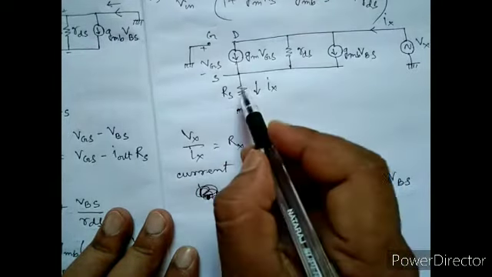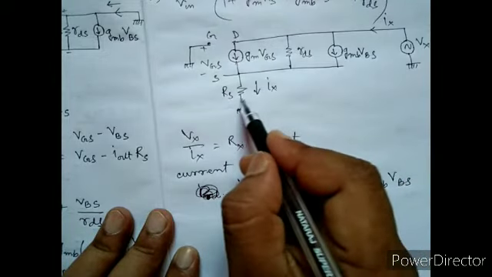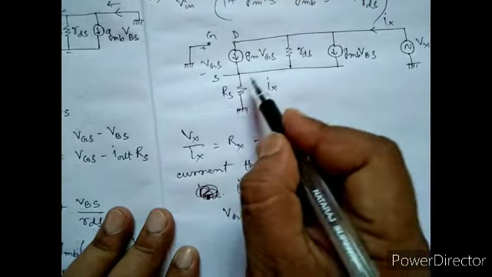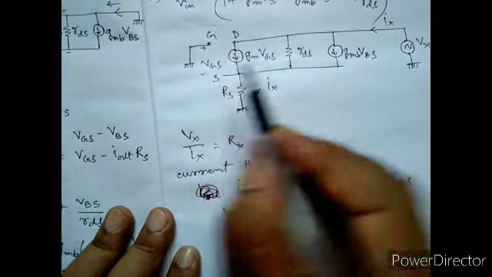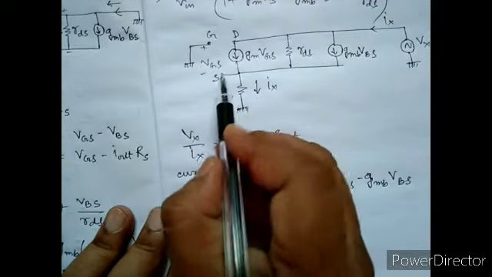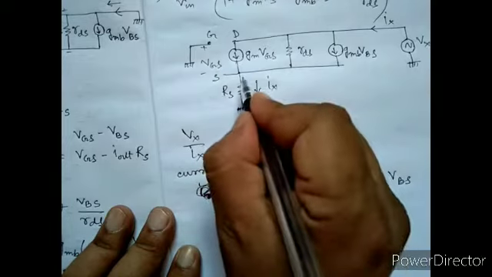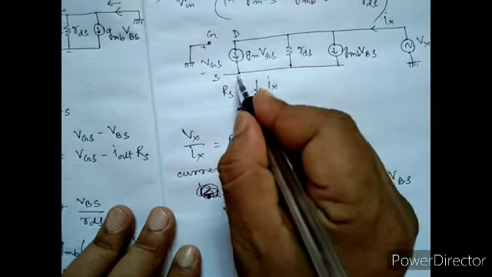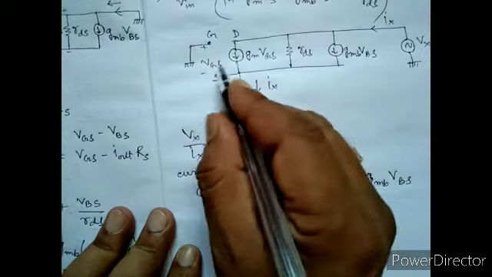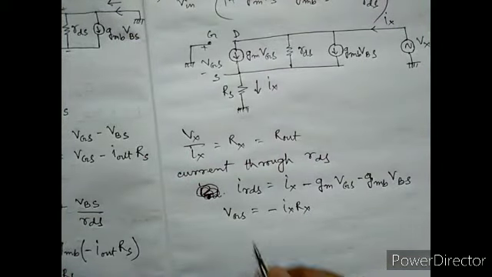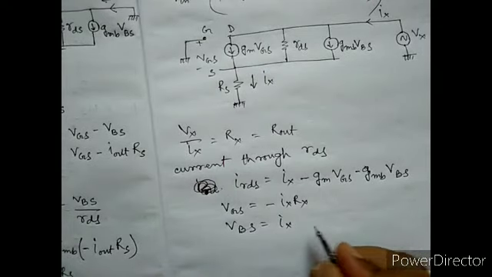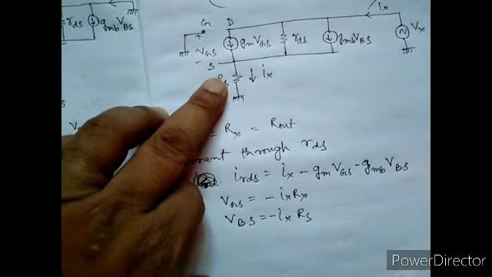The source terminal is connected to ground through a resistor Rx, so the potential drop across here will be the reverse potential across the gate and source. This gate is connected to ground, source is connected to this terminal, so across this potential drop, the reverse potential will come across the gate and source. And VBS equals what? Ix minus Ix Rs. We have previously calculated the same way.